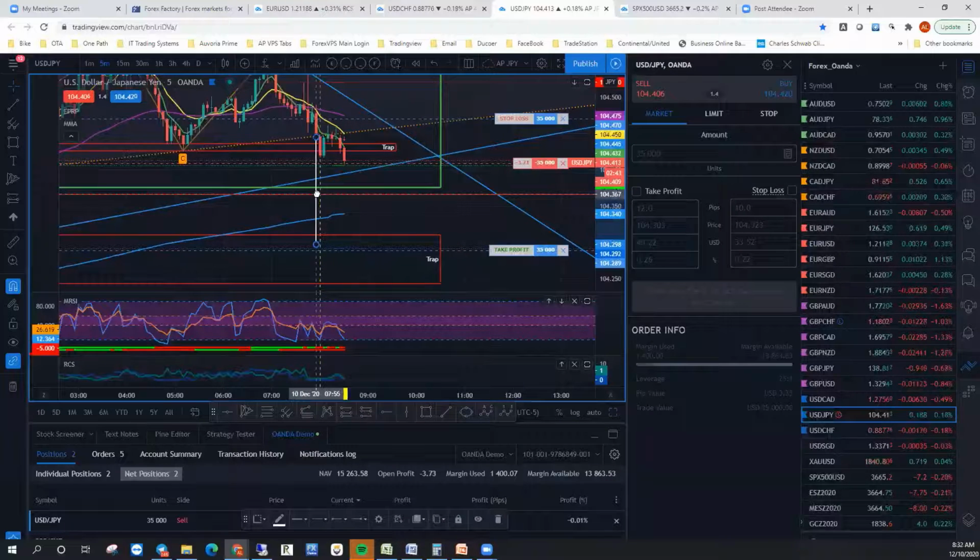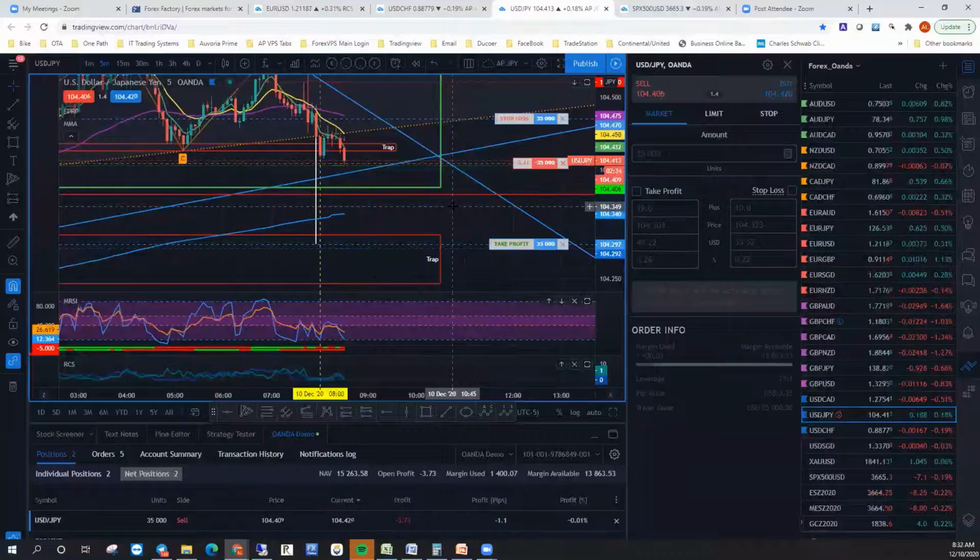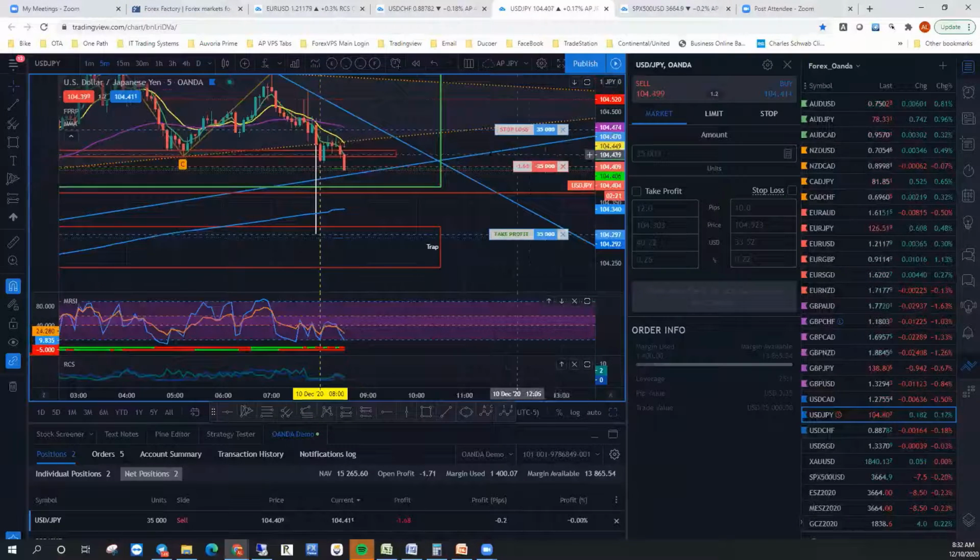So here is the break. Here's this target right here. For the sake of everyone's sanity, I'll let you know when I decide to exit the trade.